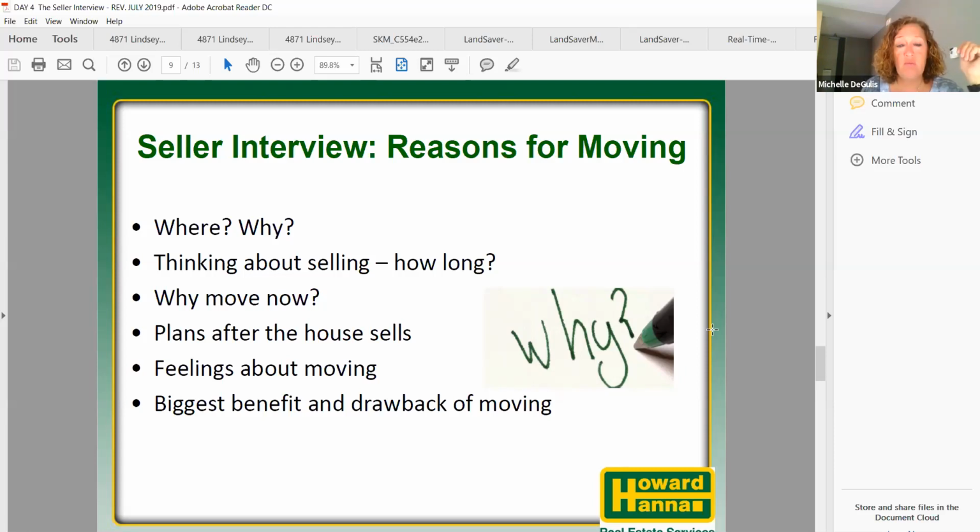So zeroing in and having that insight of what their feelings are is really important and gives you their why. Then also ask them, what is the biggest benefit of you moving right now? And what's the drawback of moving right now? That again gives you the why that you want to have as you are trying to find out more about the seller.